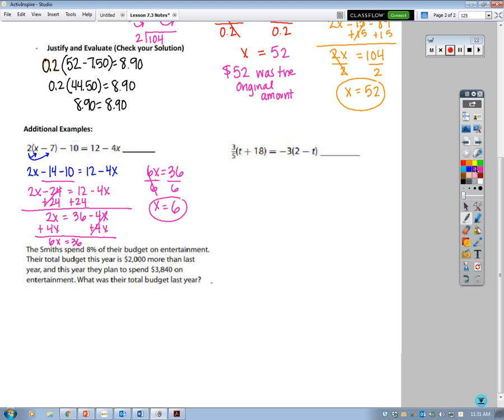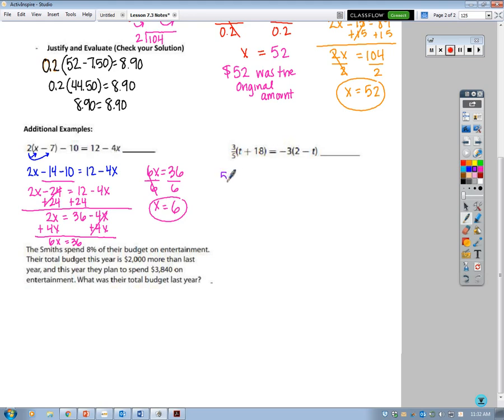Now I'm going to go ahead and move on to this example here, my second additional example. And again, there are 2 options here. You can distribute first and then eliminate the fraction, or you can eliminate the fraction first and then distribute. We're going to go ahead and eliminate the fraction first, and that means we're multiplying both sides by the least common denominator. In this case, that's 5.